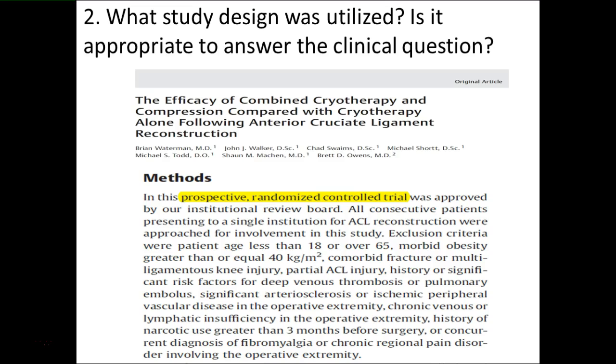So the next question that you want to ask yourself as you're critically appraising is, what study design was utilized, and is that study design appropriate to answer that clinical question? And traditionally speaking, you can find the answer to the study design in the methods section of most research articles. And so it's very clear that in this particular research article, a prospective randomized control trial was used to collect data on these patients post-operatively. And is it the appropriate study design to answer this particular clinical question? And the answer is yes, a randomized control trial with two groups, one group that receives ice and one group that receives the ice and the compression.